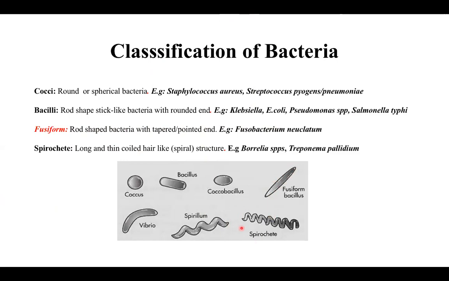Some bacteria are long, thin, and regularly coiled. These bacteria are known as spirochetes. Spirochetes are bacteria which are long, thin, and have coils at regular intervals, at regular distances. Examples are Borrelia and Treponema pallidum.